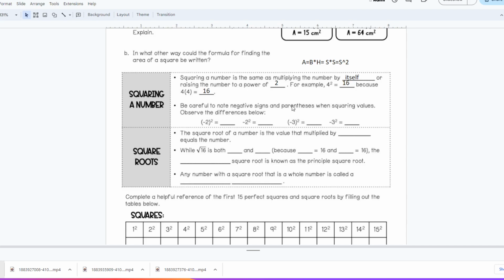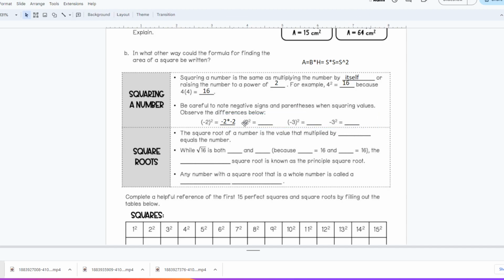Be careful to take note of negative signs and parentheses when squaring values. Observe the differences below. So it says -2 squared; it's saying that it wants you to square the negative in here. And this is going to be the most confusing for most of you because of the way this works. So -2 times -2. And if you remember from an earlier math class, a negative times a negative is positive, right? So 2 times 2 is 4, -2 times -2 is also 4.